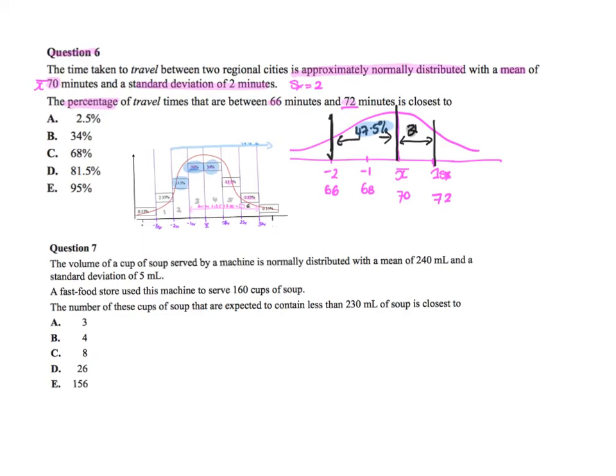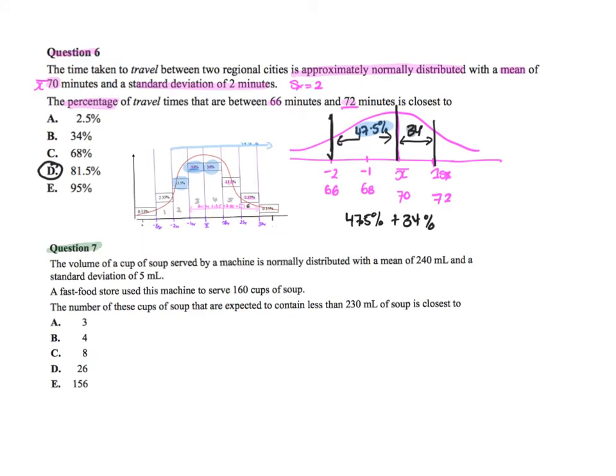So what's the percentage of travel time? I've got 47.5% plus 34%, and what would that be? That would be 81.5. There you go, and there's your answer. Alright, going on to the next question.